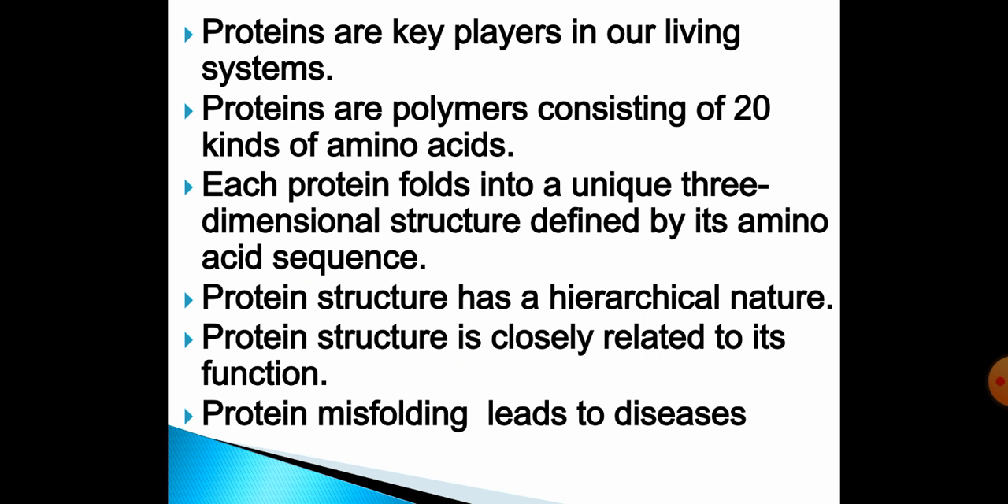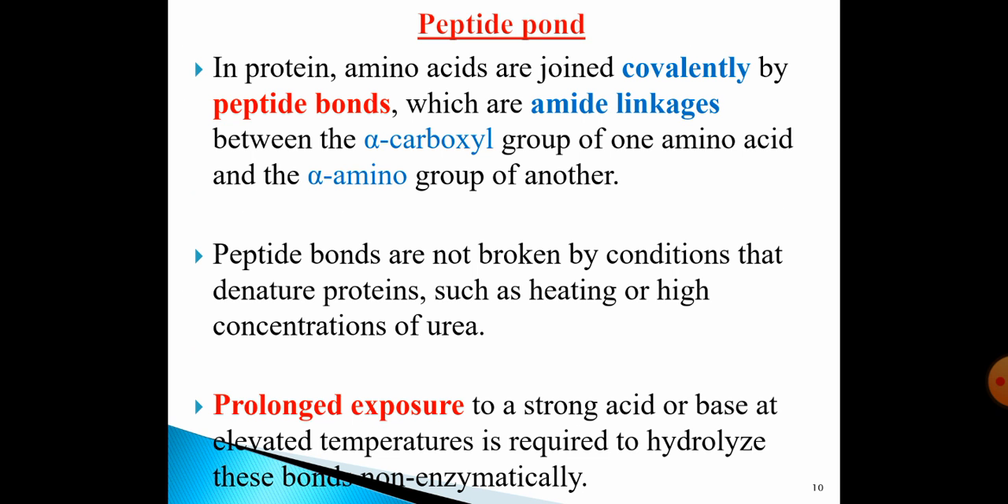We continue about the function of the protein. As I told you, proteins are polymers of amino acids. They consist of 20 amino acids, and that's very important. There are more than 300 amino acids in nature, but only 20 amino acids are used for protein synthesis. And I told you about the peptide bond that joins one amino acid to another.